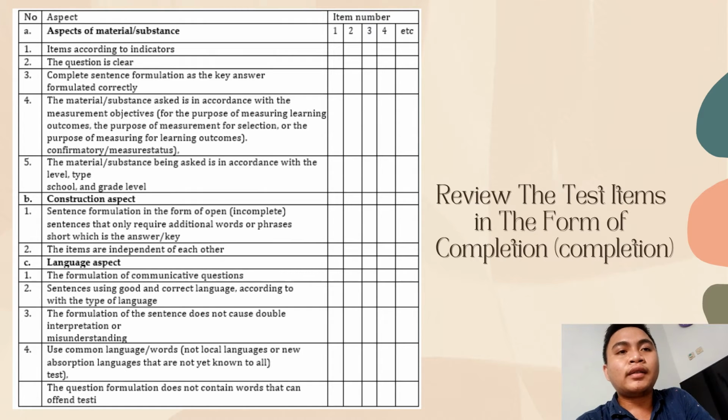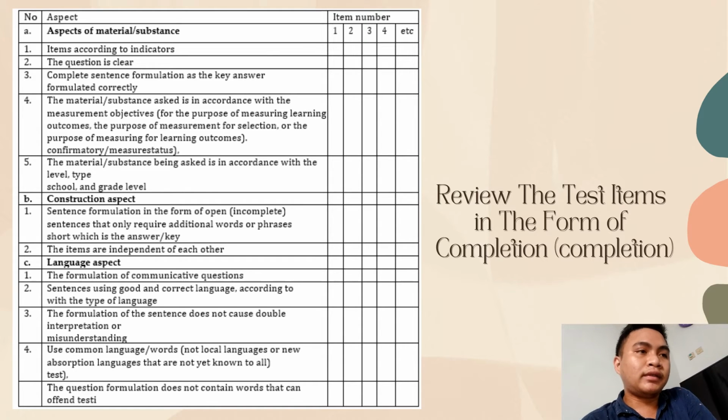And then the second, review of the test item in the form of completion. The first one is about the material. It is the same, but there is a little bit of difference here. And the aspect for the material is the item according to indicator. The question is clear. Complete sentence formulation and the key answer formulated correctly. The material substance is in accordance with the measurement objective. The material or substance being asked is in accordance with the level, type, school, and grade level.